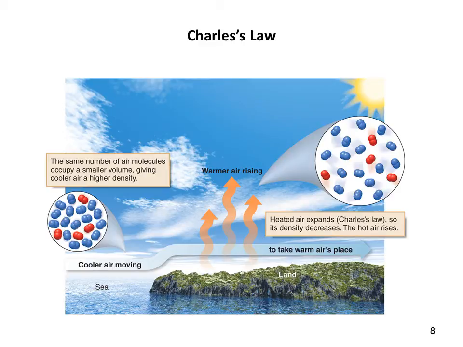Charles' law we see happening all the time in our weather, because as the sun heats up air, it expands. Expanded air is less dense, so it rises. As it moves up, it can cool down. When cooling down, it compresses its volume, and so then it's more dense and it sinks. And that's how we get a lot of the currents occurring in our atmosphere, and why we have air pressure differences causing wind.